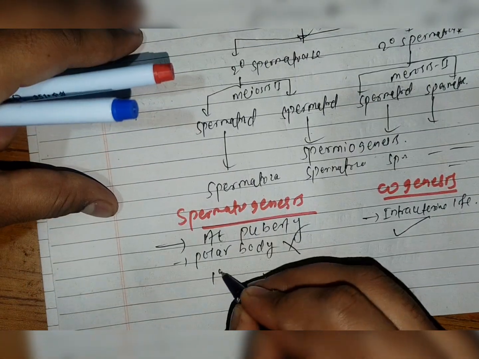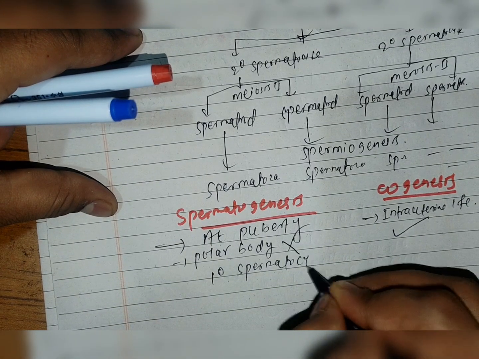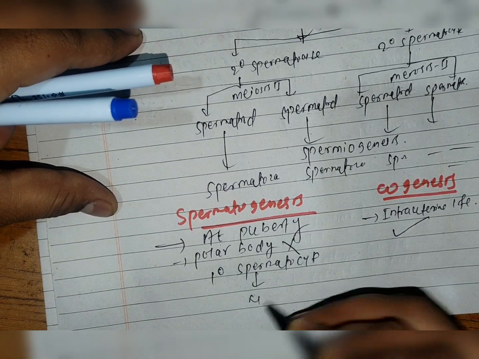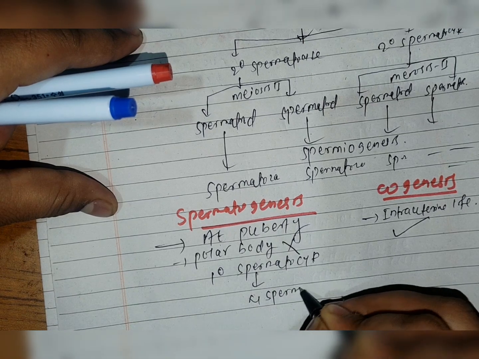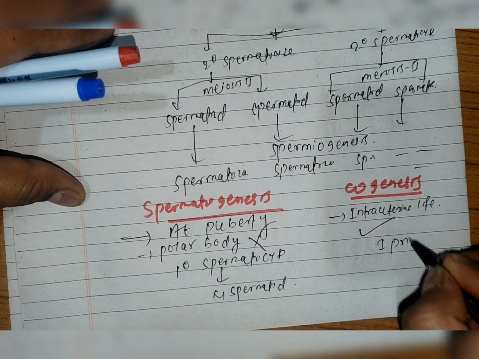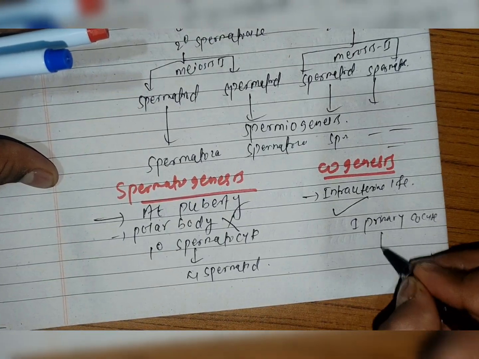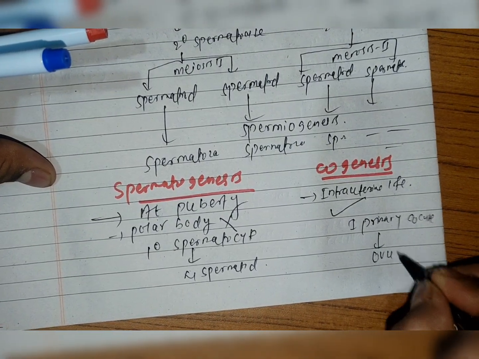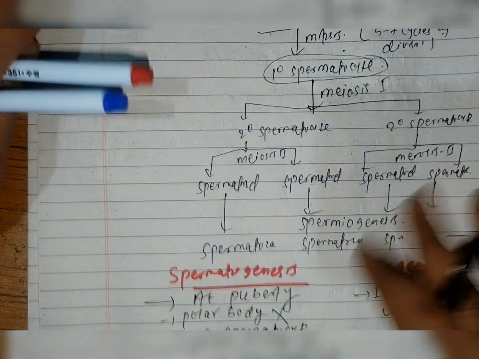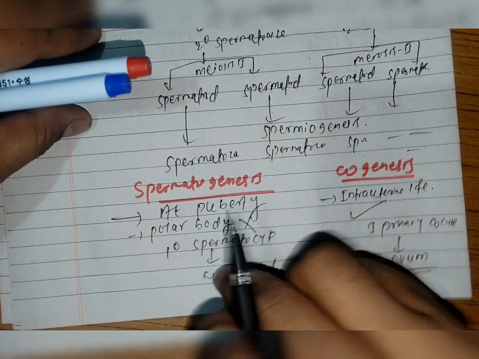Here one primary spermatocyte forms four spermatids, but in oogenesis one primary oocyte forms one ovum. So these all are about spermatogenesis, and in the last we discussed the differences between spermatogenesis and oogenesis.